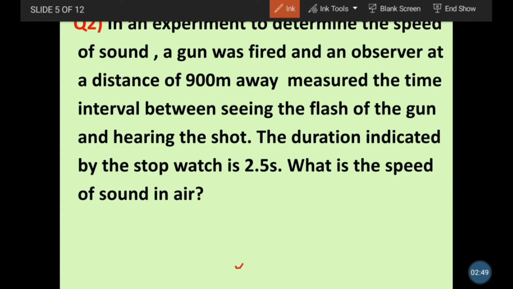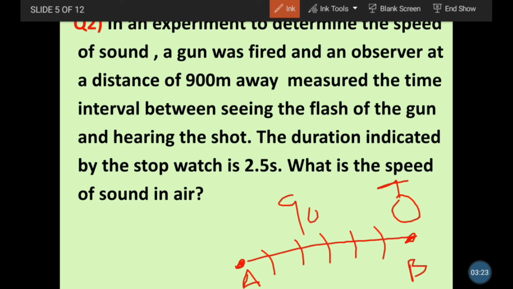Let's say the gun was fired at position A and the person is standing at position B. When he sees the flash of the gun, he starts his stopwatch, and when he hears the sound of the gun, he stops his stopwatch and measures the time interval, in which the sound covers the distance of 900 meters. That time is 2.5 seconds.